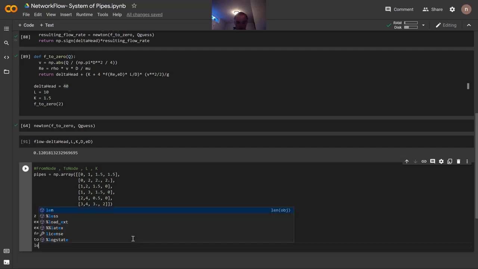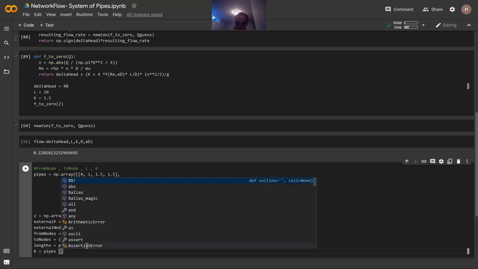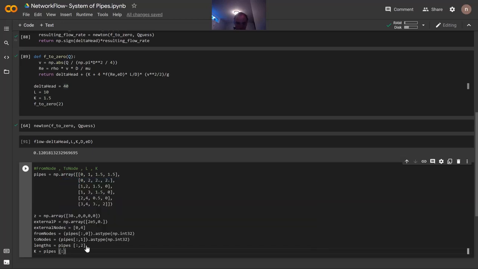And what else do we need? Our lengths. That will be in our pipes array, and it will be the third column, so we have colon and 2. And then our fittings values, which will be our last one. We'll have k equal to pipes, and that will be in our 4th column, so technically it'll be index 3, because Python indexing, once again, starts from 0. And what else do we need?